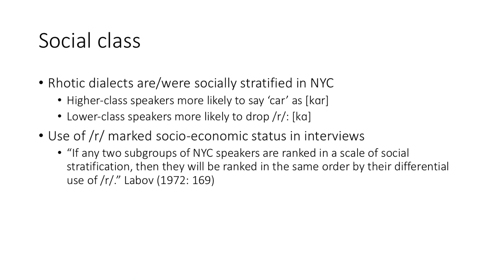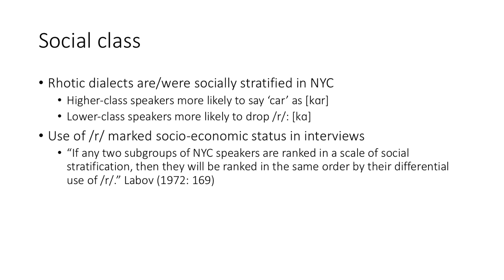And here I'm also going to introduce one of a classic sociolinguistic study. It was one of the first and one of the most famous. So we've already talked about rhotic dialects, and so these are, or at least were, and still are, I think, socially stratified in New York City. So higher class speakers are more likely to say car, so have a rhotic pronunciation, and lower class speakers are more likely to drop it and say ka.